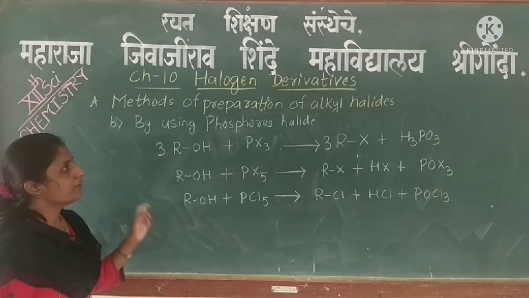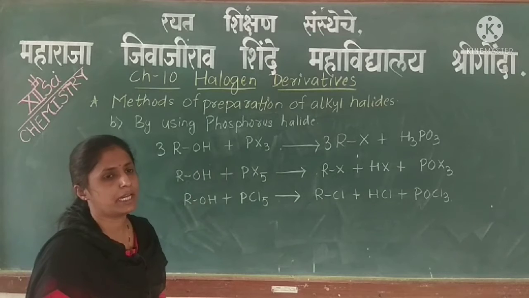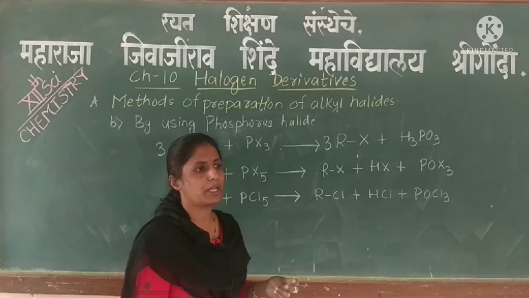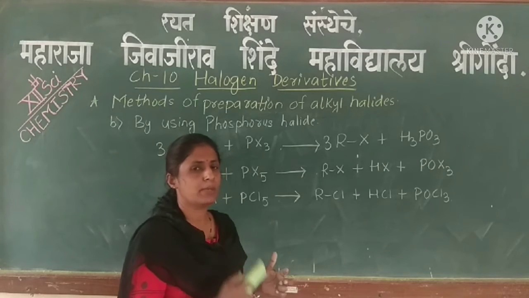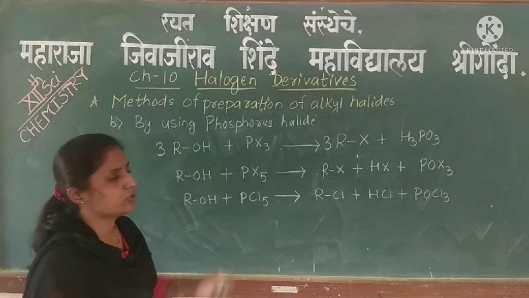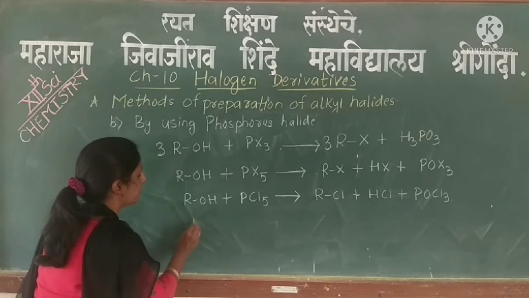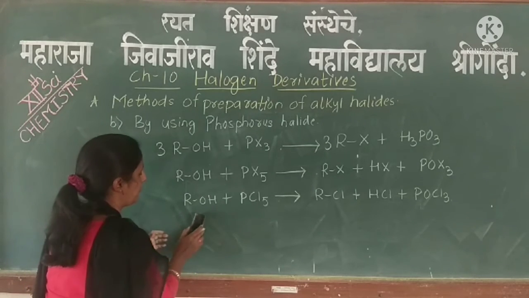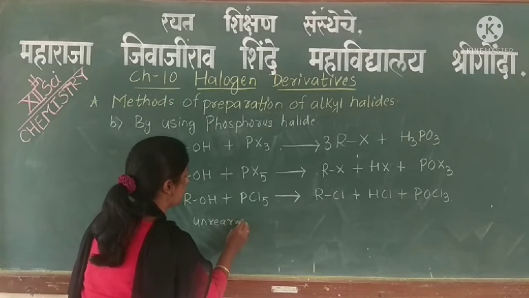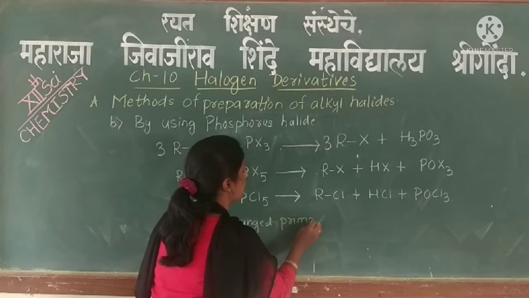Now what is the advantage of using phosphorus halide? We have seen that there are 3 methods from which you can prepare alkyl halide from alcohol. So what is the advantage of this method? By using phosphorus halide, from primary alcohol you get unrearranged primary halide.